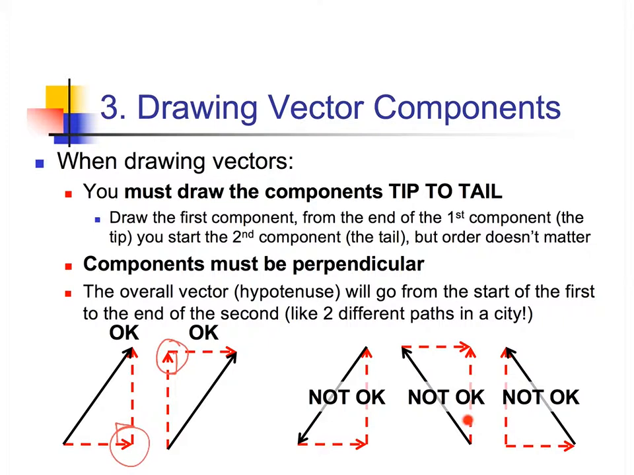We have another bad example here. This vector is going up and to the left, and we see one component goes up, so that's good, but our other component goes to the right. This also shows how they're not lined up tip to tail.